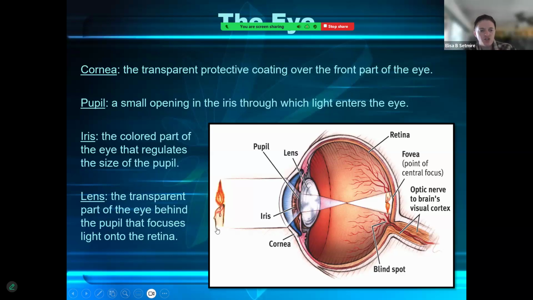We also have the lens, the transparent part behind the pupil, which focuses the light onto the retina. The lens is normally focused kind of in the mid distance, and it can change shape, or accommodate, to focus on things that are either closer or farther away, depending on what our goal is.